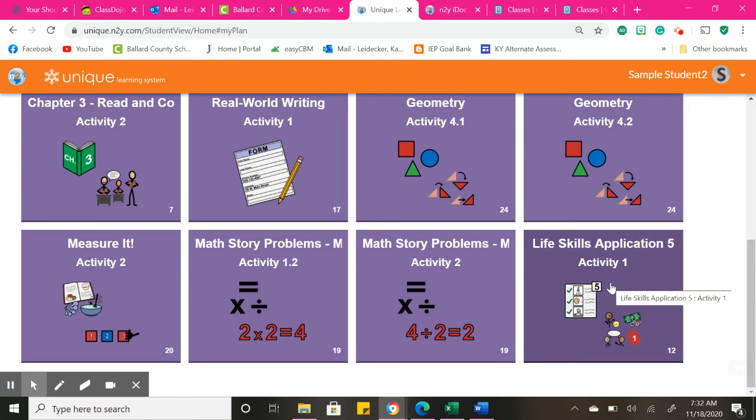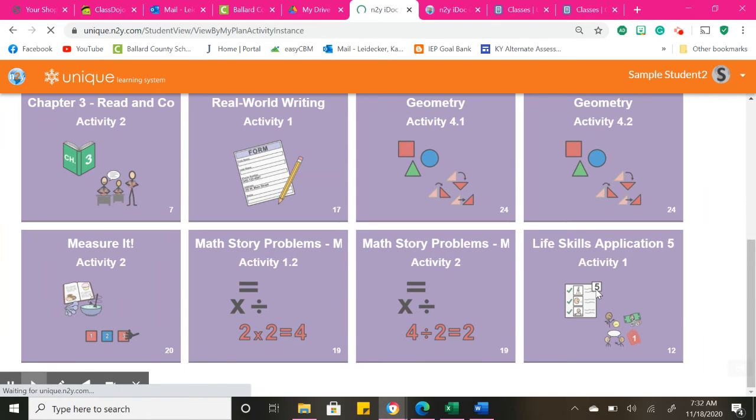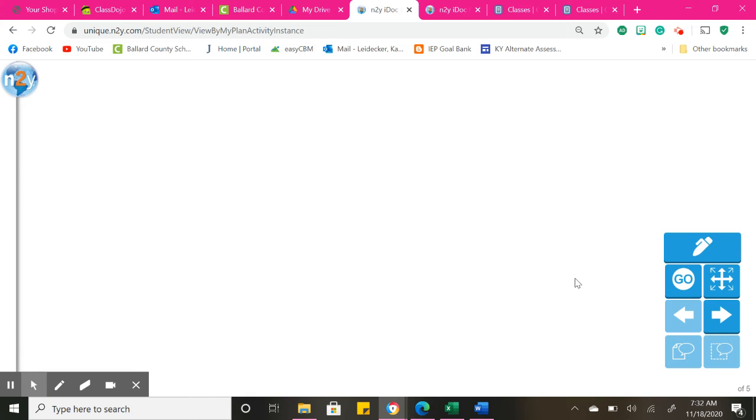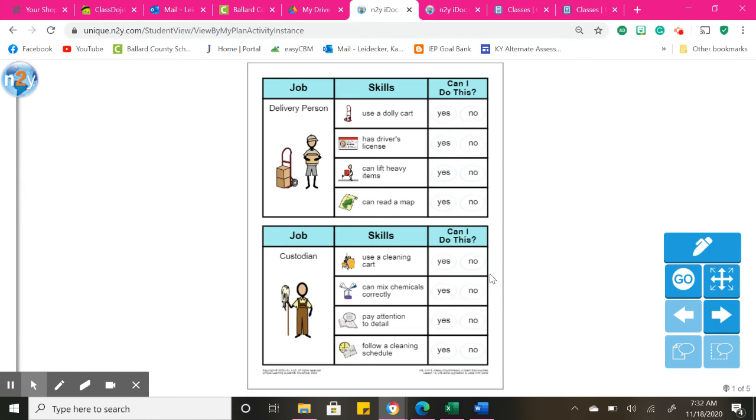And then your life skills application. This is really important, guys. I'm going to need you guys to fill this out because I'm going to take some data off of this. So this is just talking about job-related skills. So I'll do this one with you. A delivery person like UPS or FedEx, when they come deliver things to your house, do you think this might be a job that you might want to do one day?